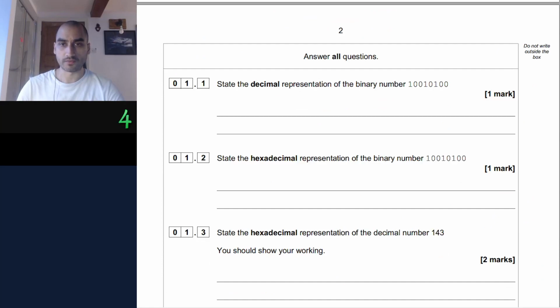State the decimal representation of the binary number. Okay, so that's 1, 2, 4, 8, 16, 32, 64, 128. So it's 128 plus 16 plus 4, so it's 148. Okay.